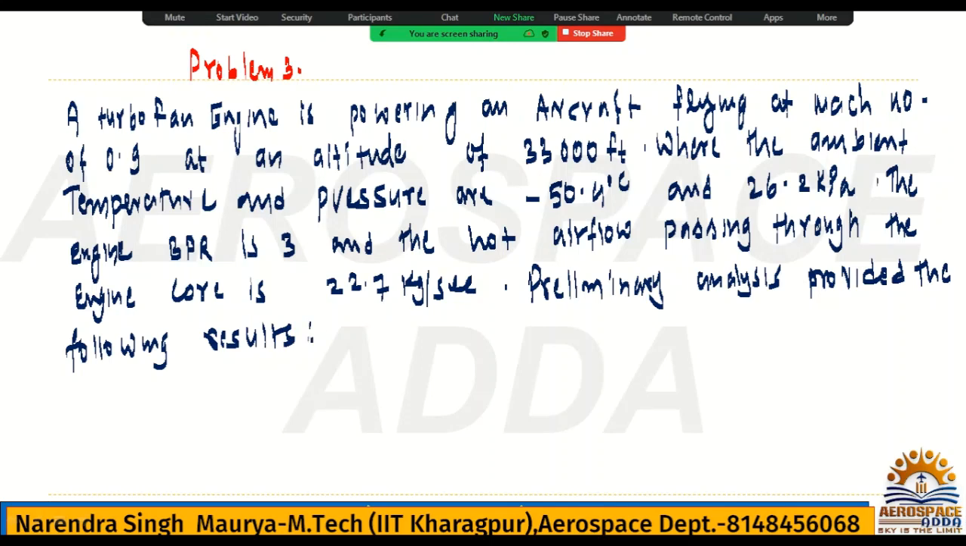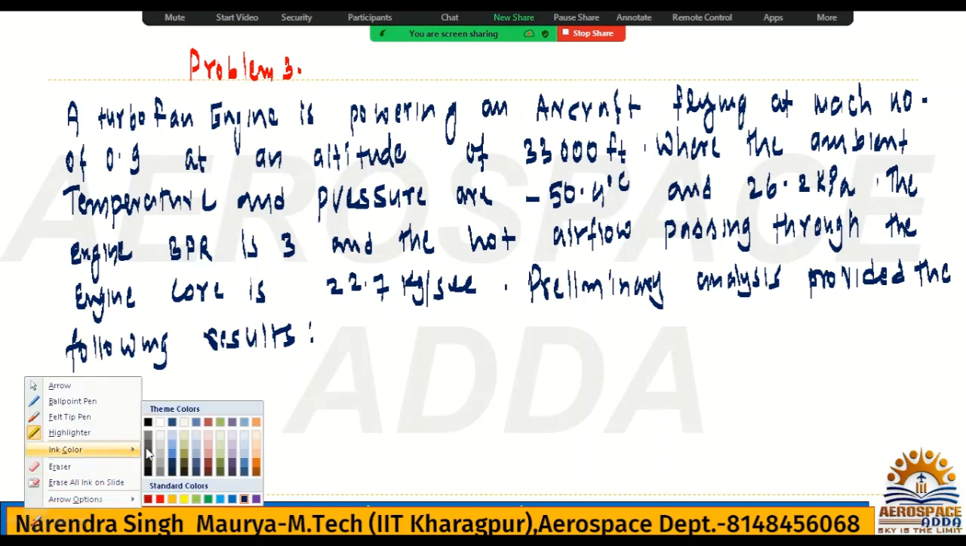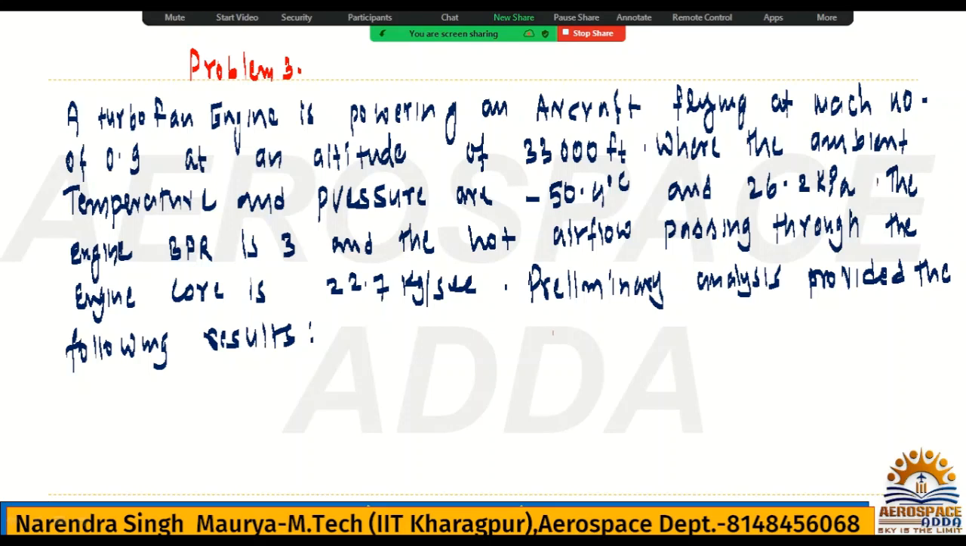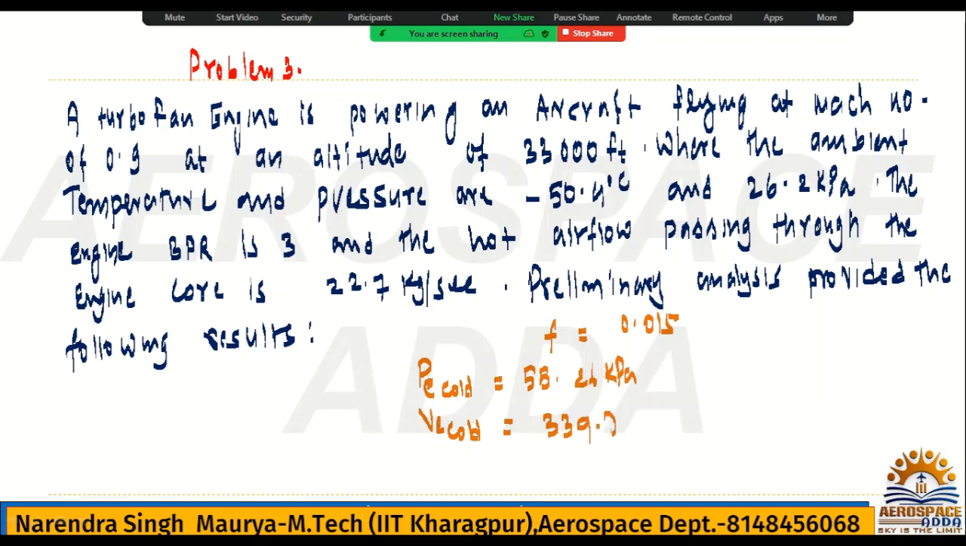What results have they given to us? For the turbofan they have given the fuel air ratio, which is 0.015. They have given P cooled, it is 55.26 kPa. V cooled they have given 339.7 meter per second. AE cooled they have given area 0.299 meter square.